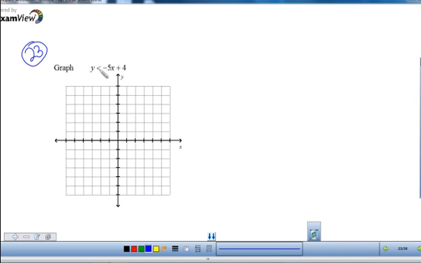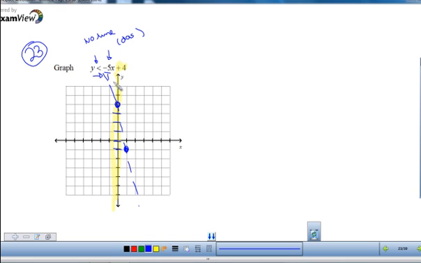Okay, so graph y is less than negative 5x plus 4. So first thing we're going to do is graph the y-intercept on my y-axis. So 4. From there, I'm going to use my slope. Since it's negative, I'm going to go down 5 to the right 1. Since it's a no line, meaning that's going to be a dash. So I'm going to have a dash line.